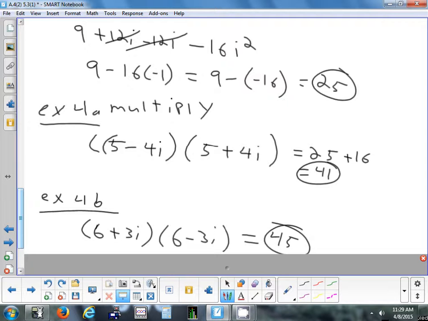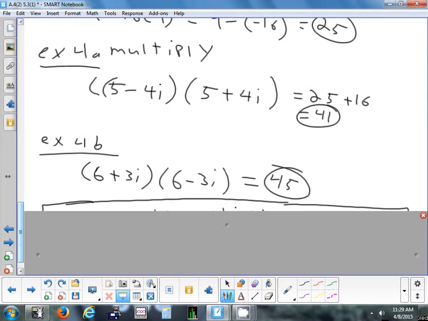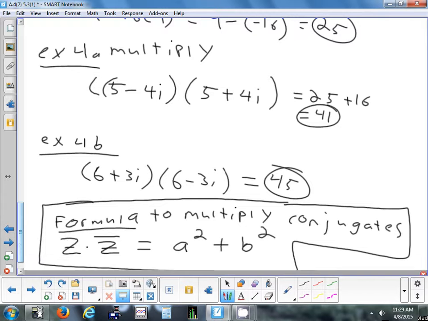Square the 6, you get 36. Square the 3, you get 9. 36 plus 9, 45. If you don't want to use the shortcut, you don't have to, but it saves a little bit of time. Only works if you're multiplying conjugates.